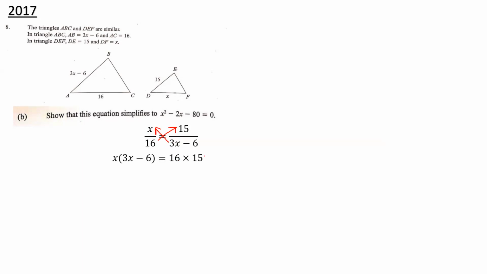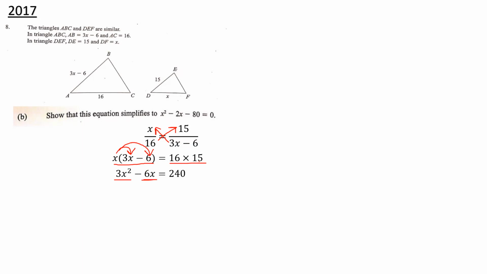So 16 times 15 is right here. And then x times 3x minus 6 is on this side. What we're going to do is multiply x times 3x, and that should give us 3x squared. Again, x times 3x is 3x squared. And then obviously x times negative 6 is negative 6x. All right, so that's how we get that.